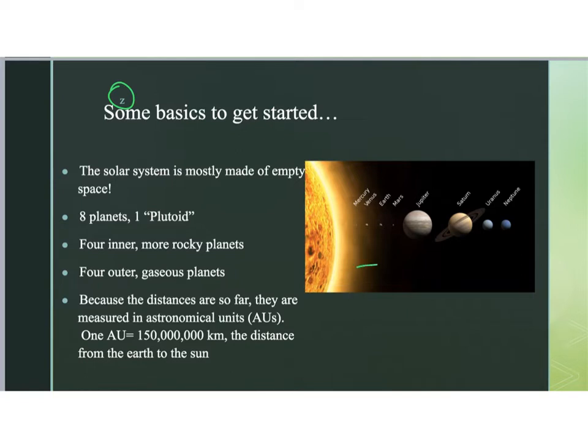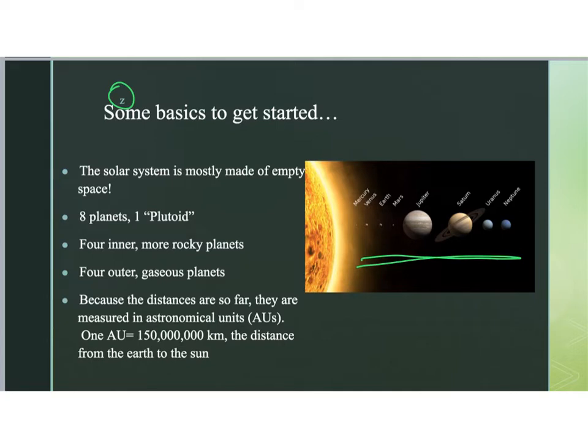These are the planets. They don't all necessarily line up nicely like that, but it's easier to fit them in a picture that way. 8 planets, 1 Plutoid. Pluto was taken down a notch a few years ago, but still given the title of Plutoid. 4 inner, more rocky planets, the outer gaseous planets.